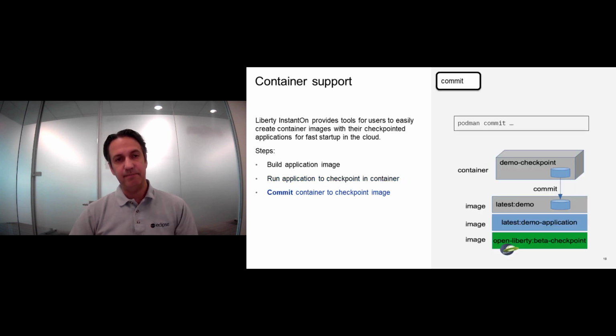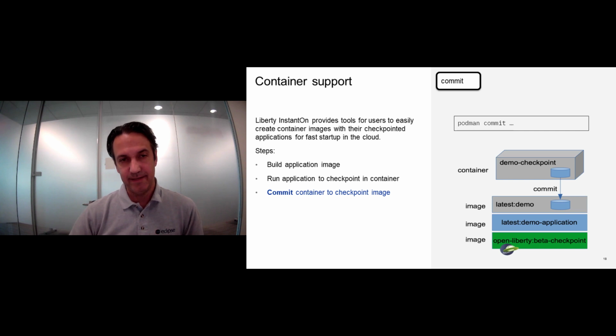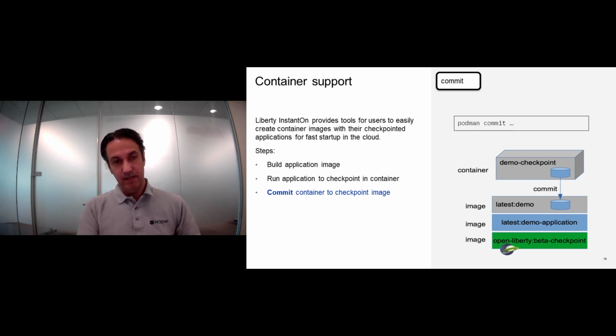So the final step is to commit that container into an image that includes the checkpointed process. And the way we do that is through a podman commit command that just takes your container name and commits it to your specified application image name.